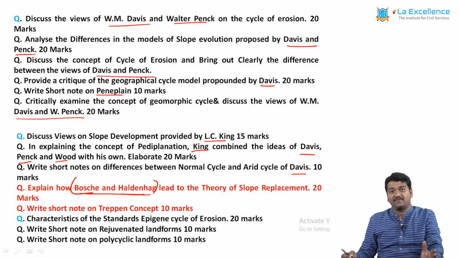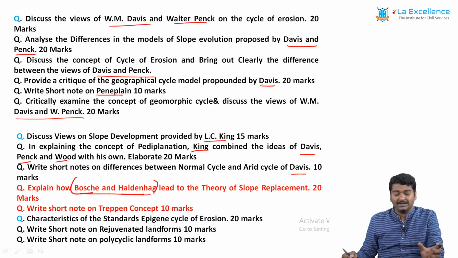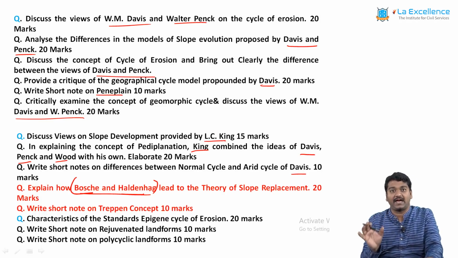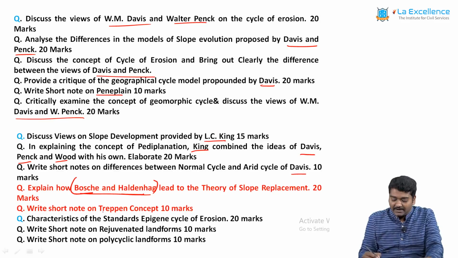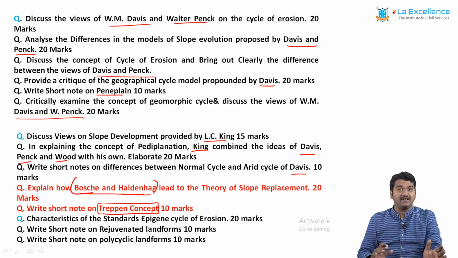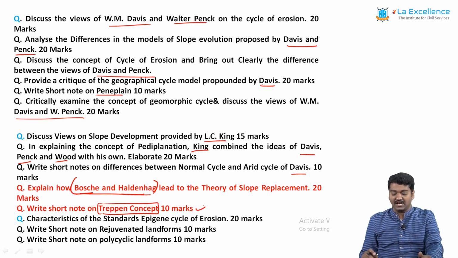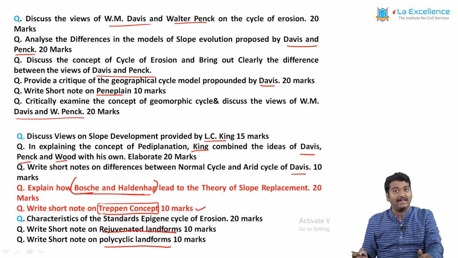So if you can see Physical Geography by Savindra Singh, there Penck's German terminologies are given separately. If you can write them once and see them carefully, it should be more than enough for you to answer this. Guys, the Treppen concept was asked some 8 or 9 years back. Again it is there. The step-like features which are associated with rejuvenated landforms and polycyclic landforms.